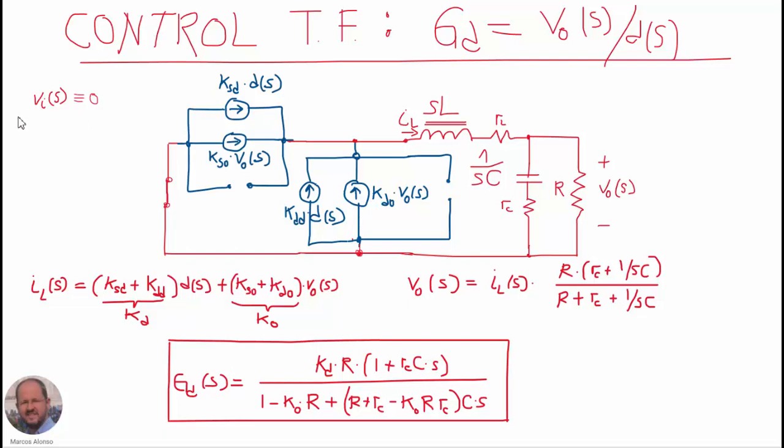can make the perturbation corresponding to the input voltage equal to 0. So this is going to be a short circuit, and we are going to have here an open circuit and another open circuit here. And then by analyzing this circuit, we can obtain the corresponding transfer function. We can do the same with the other transfer functions.